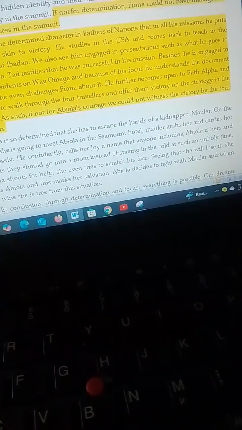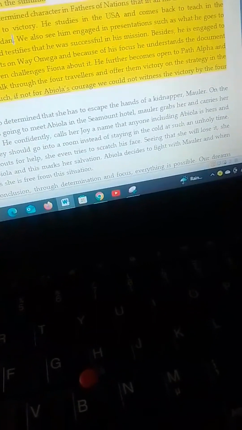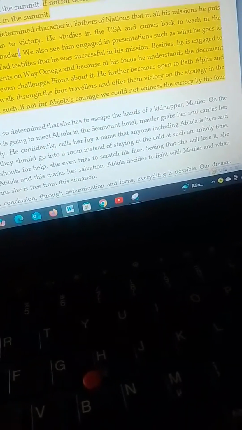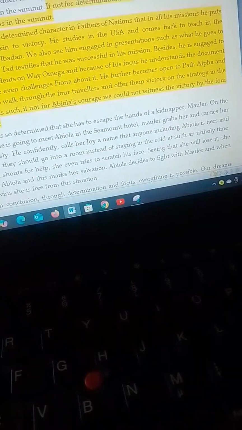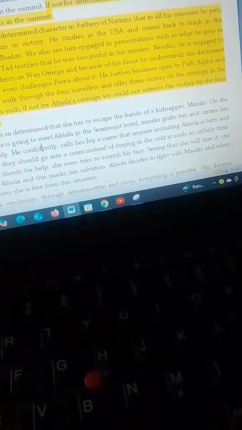Besides, he is engaged to advise presidents of Way Omega, and because of his focus, he understands the document fully, that he even challenges Fiona about it. He further becomes open to Path Alpha and manages to walk through the 4 travelers and offer them victory on the strategy in the summit. As such, if not for Abiola's courage, we could not witness the victory by the 4.